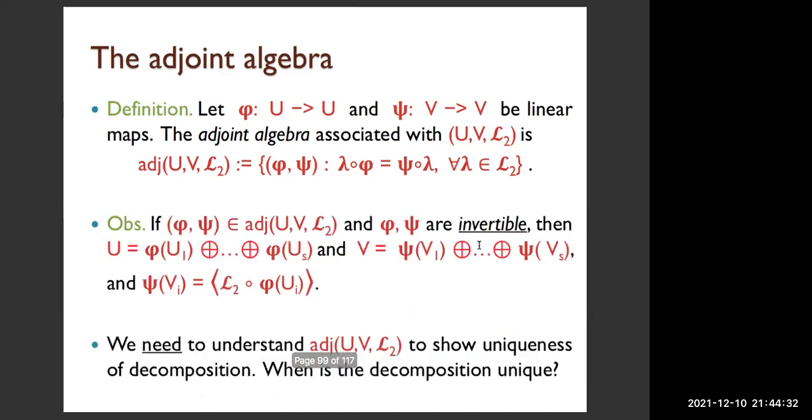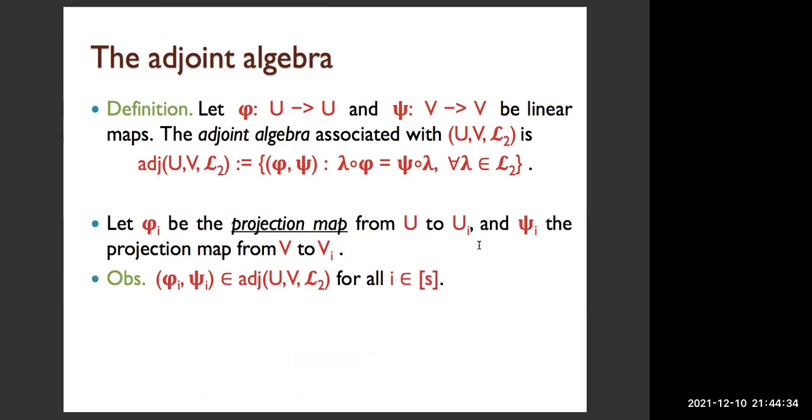Okay, let me just state it without proving that there is a nice sufficient condition. If we prove that sufficient condition, then that will imply uniqueness. So let me just state the sufficient condition. First, observe, let me define phi I as a projection map from U to UI. It takes the vectors in U and projects it to just the UI component. Similarly, chi I is defined as a projection map from V to VI.